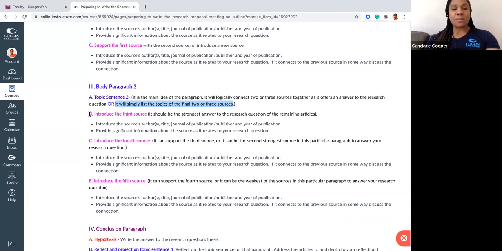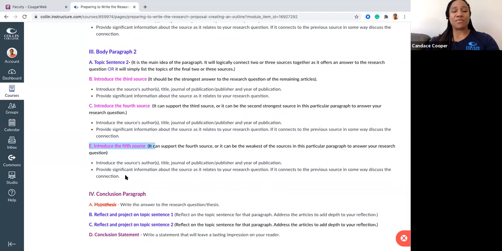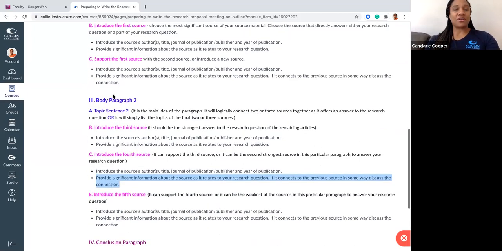Okay? And so you'll introduce the first source as you did previously, and you'll provide significant information about the source as it relates to your research question. And then you'll do the next source, and then you'll do the final source, and you'll keep the same idea of introducing the source and providing significant information as it relates to your research question. Okay, so that's how your body paragraphs will work.